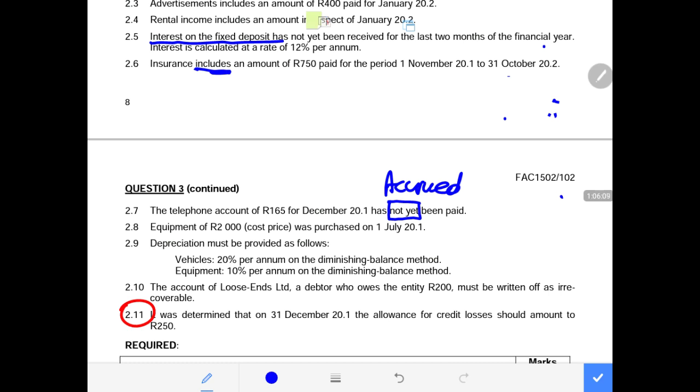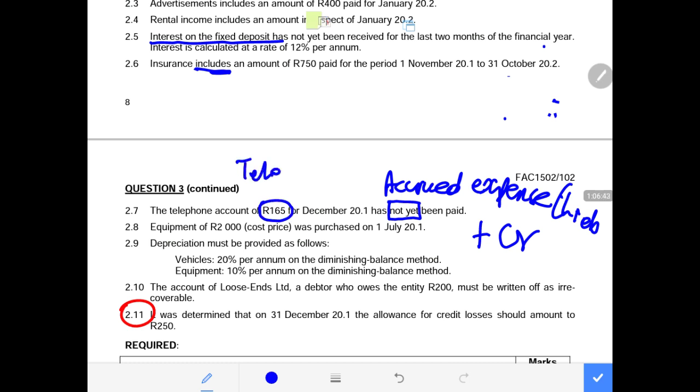And accrued, if it's an expense, becomes a liability. If it's an income, it becomes an asset. In this case, it's an accrued expense because telephone in this case is an expense. So this becomes accrued expense. And accrued expense is a liability. And liabilities increase on the credit side. So that means we need to credit the accrued expense of 165. And what do we debit? We debit our telephone. Why would we debit our telephone?